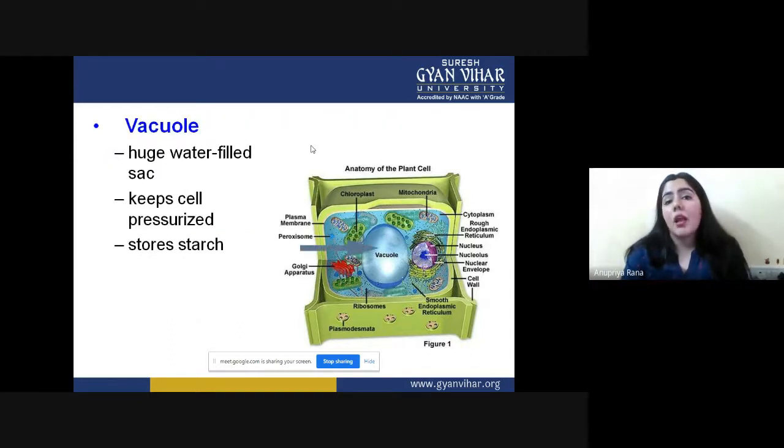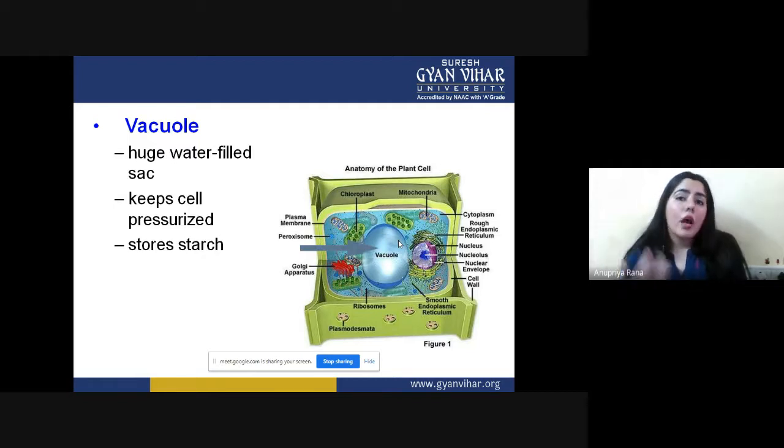They also have a large vacuole. Animal cells do not have a very large vacuole, but you can see in the diagram, the nucleus is looking very tiny in front of the vacuole. The vacuole plays a major role, because basically they keep the cell pressurized, or most of the time they work as storage material. They can store water, they can store food. We take all our food from the plants.